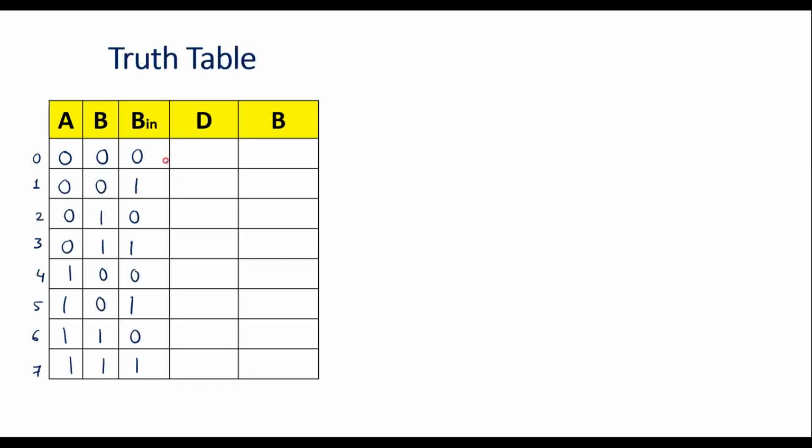Let me write difference and borrow. 0 minus 0 gives 0 as difference and 0 as borrow. For 0, 0, 1, that is 0 minus 1, difference is 1 and borrow is 1. Similarly for 0, 1, 0, 0 minus 1 gives difference as 1 and borrow as 1. For 0, 1, 1, that is 0 minus 1, difference is 1, borrow is 1, and then minus 1 again gives difference 0, borrow 1.